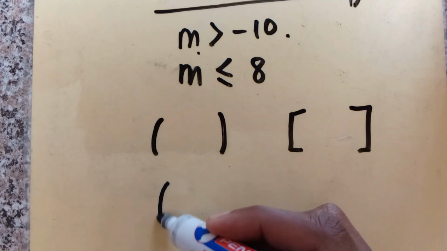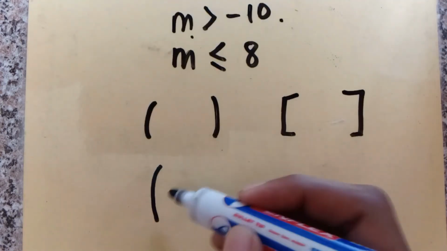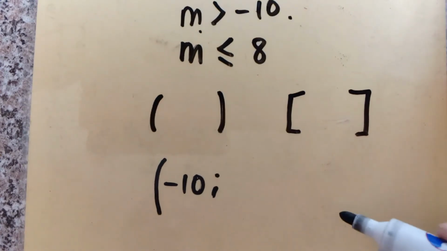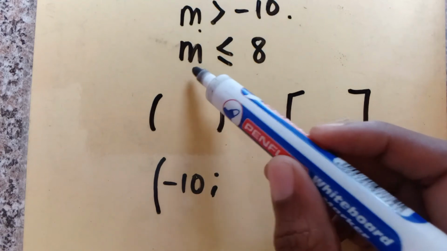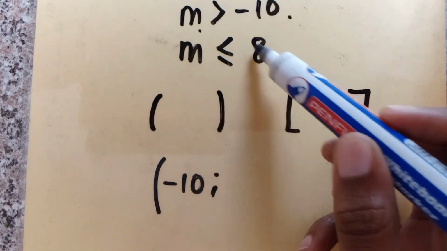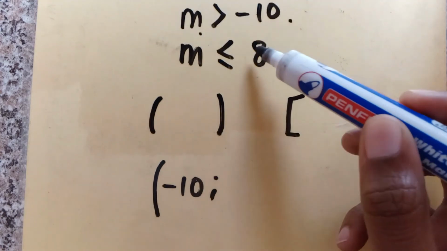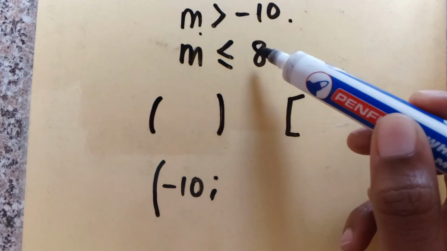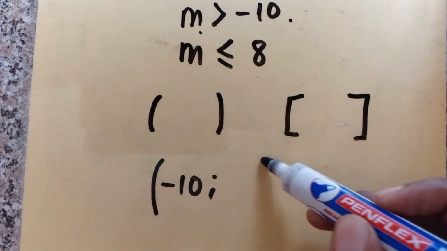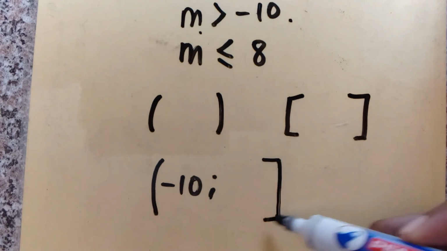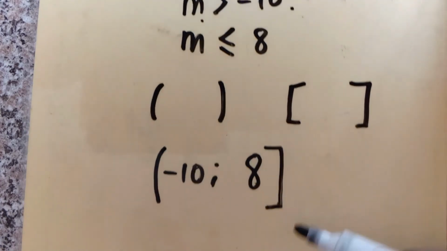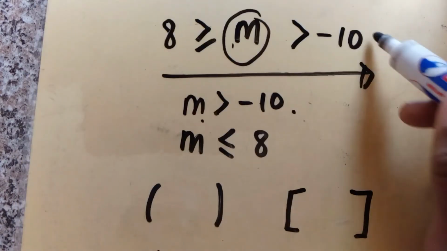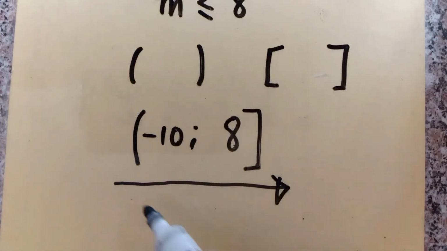So we'll draw a round bracket, and inside that round bracket we'll write negative 10 and then write a semicolon. And then we also found that m is less than or equal to 8. So this means that m can either be 8 or all the numbers that are less than 8, meaning that 8 is included. And we said that if a number is included, you will use a square bracket. So we'll write a square bracket and write 8 inside. And yes, we've arrived at the answer. We have written this solution in interval notation.